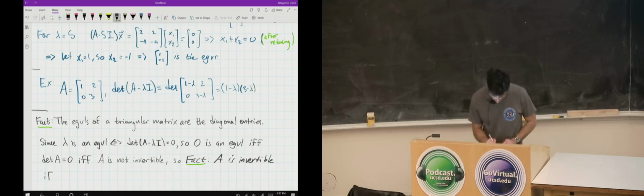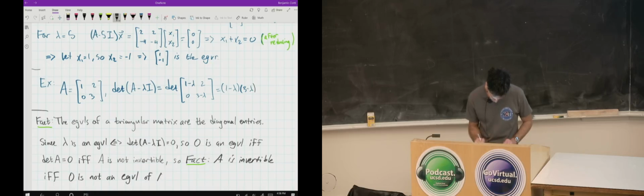A is invertible if and only if 0 is not an eigenvalue of A.